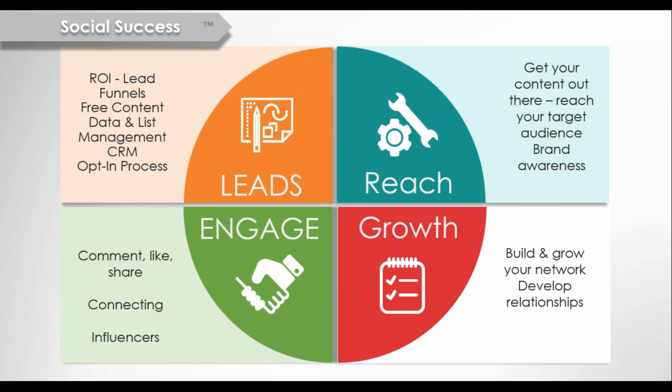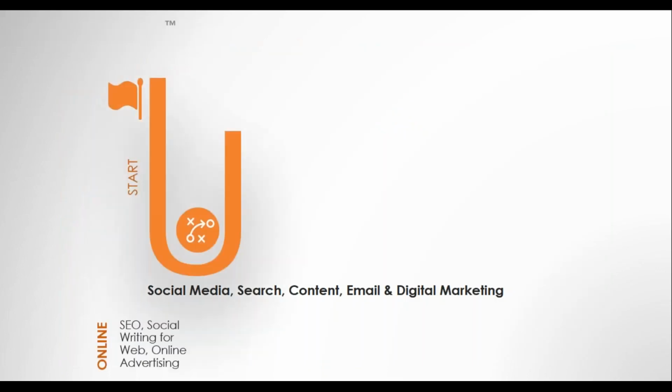Now, engaging. What does social success look like? Well, it's commenting, liking, and sharing, connecting, and also building influencers. I would strongly suggest that you try and find a key network of people who are going to be your advocates, not just your customers, but alliances and partners or accrediting bodies and associations you work with who will proactively look out for your content in exchange for you doing the same, and who will proactively engage in it and comment, like, and share.